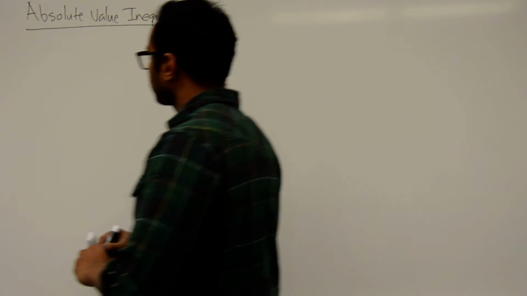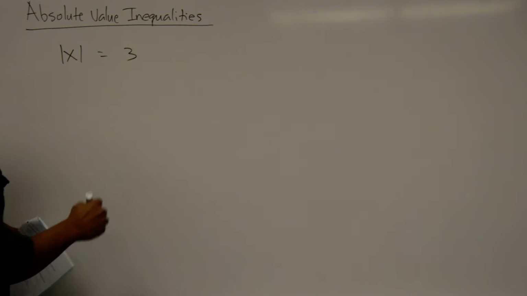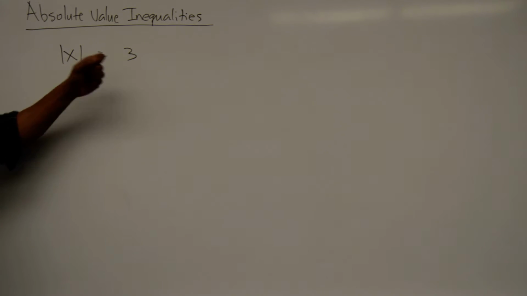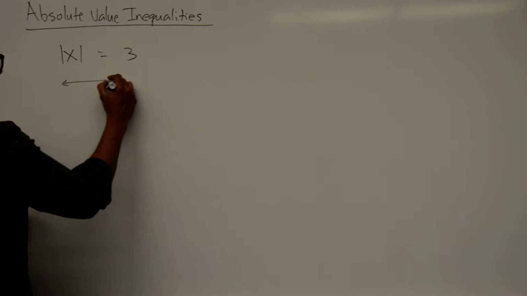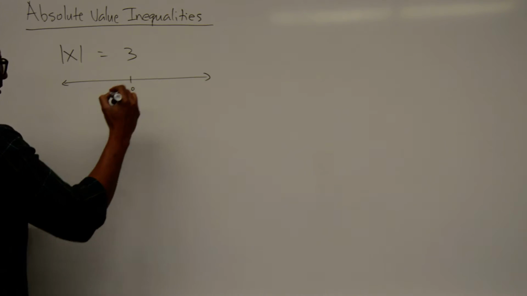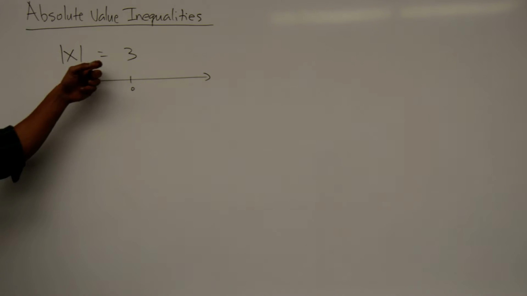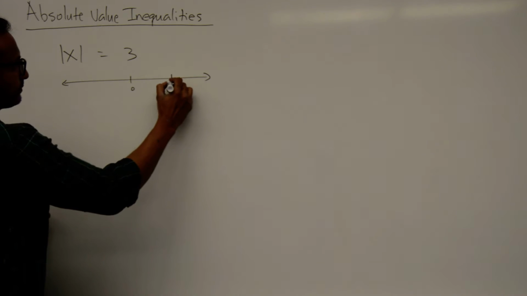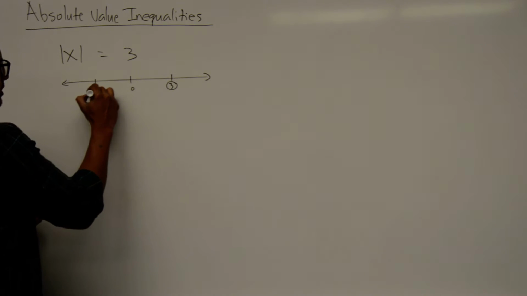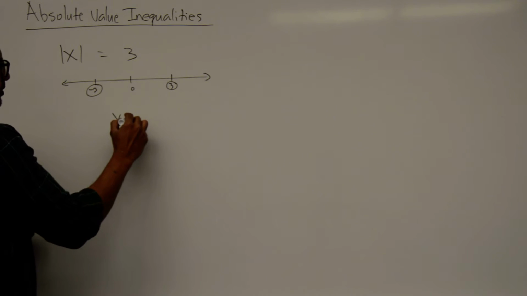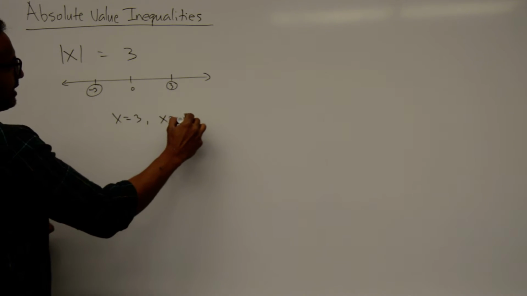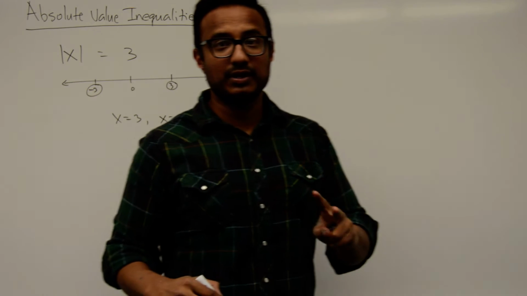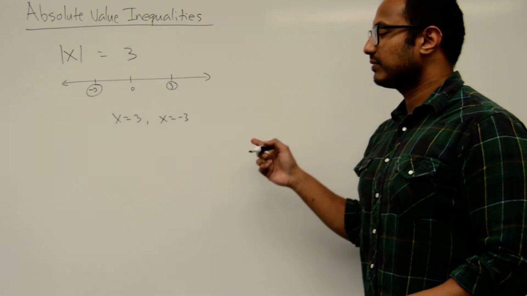For example, if we said the absolute value of x equals 3, we want to figure out which numbers are exactly 3 spaces away from 0. If you were to sketch this on a graph, this is 0. Which numbers are 3 spaces away from 0? Well, that's 3 and negative 3. So x would equal 3 and x would equal negative 3. We have exactly 2 numbers that are 3 spaces away from 0.